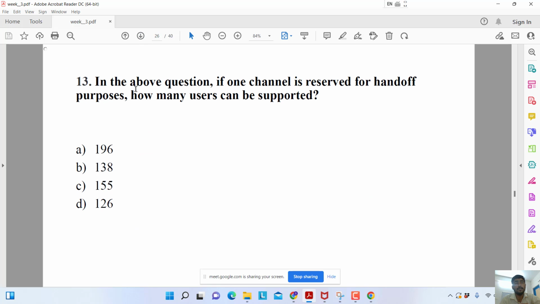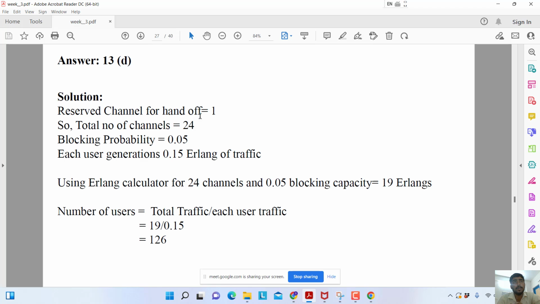Okay. Next, question number 13 is the same as 12. In this question, if one channel is reserved for handoff purposes, how many users can be supported? Here one channel is reserved, so we solve the same as previously. We reserve one channel for handoff, so now the total number of channels is 24. Initially it was 25, and we reserve one, so we have 24 channels.